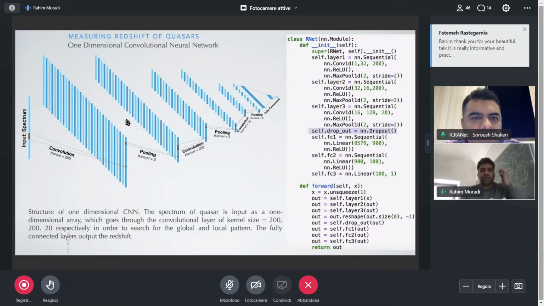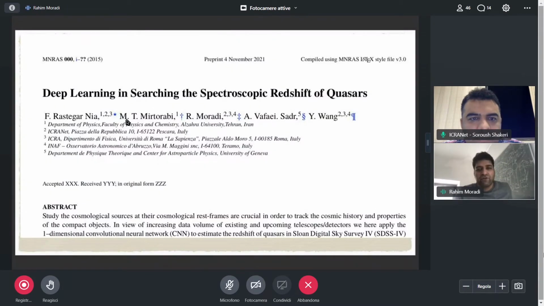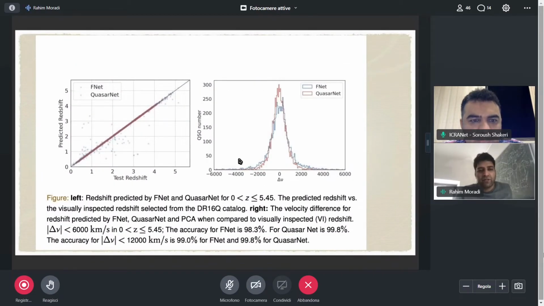Okay, so this is the final slide. This is the architecture of our network. We have the last revision for Monthly Notices. It will be available in Monthly Notices soon, and this is our result. For this set of values, it's almost like QuasarNet, which they have already done, but for the whole sample, our net is much better than QuasarNet. Great. Okay, that's it. Then we will go through implementing all of this in code.